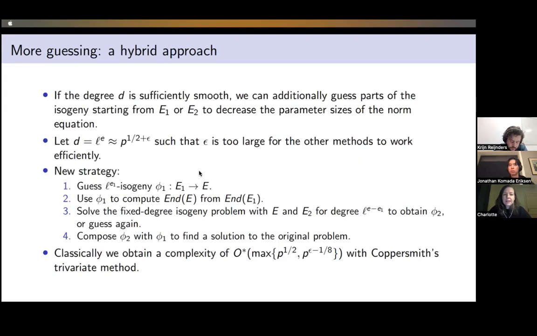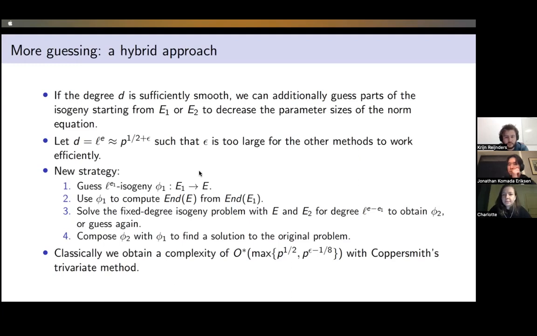we can reduce the number of endomorphism ring computations by translating the already computed endomorphism ring of E1 via this guessed isogeny. And then we end up in a situation where we're trying to find a fixed degree isogeny like we were earlier, but we have reduced our parameter size, our isogeny degree, and we can then use one of the algorithms, so Carnacchia or Coppersmith, to obtain a solution to this smaller degree isogeny problem.